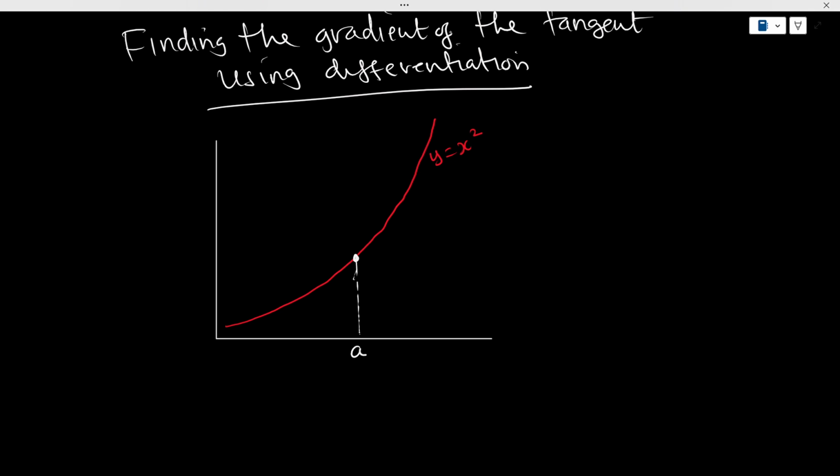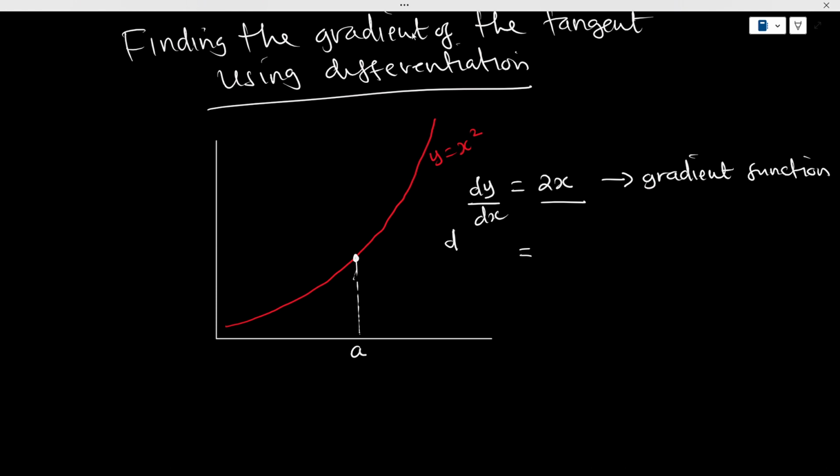So right now we know how to find the gradient function of this curve. In fact, the gradient function of this curve, dy/dx, has to be 2x. The derivative function of this curve is 2x. This is called the gradient function. We can use it now to find the gradient at any given point. In this case, we are trying to find the derivative.